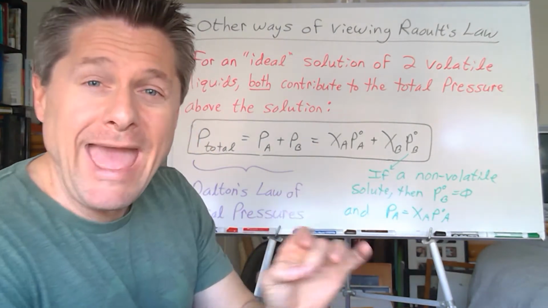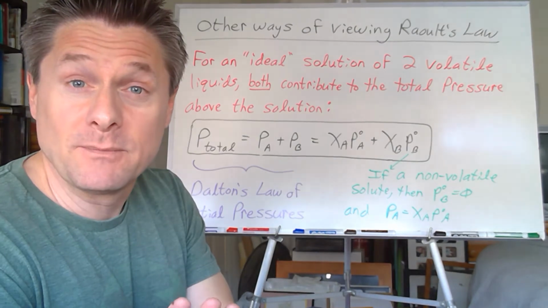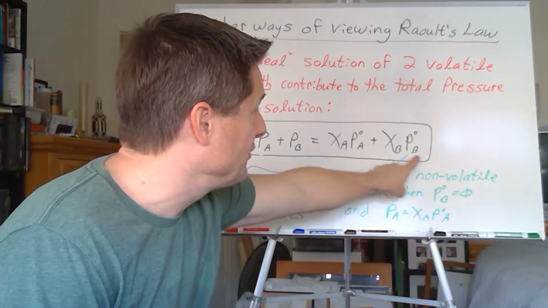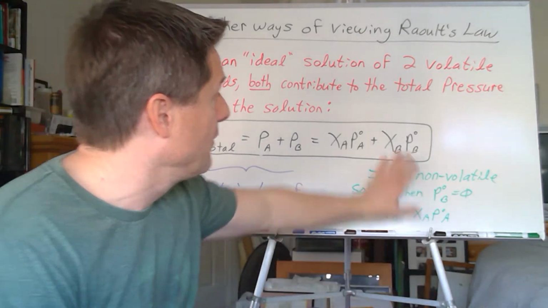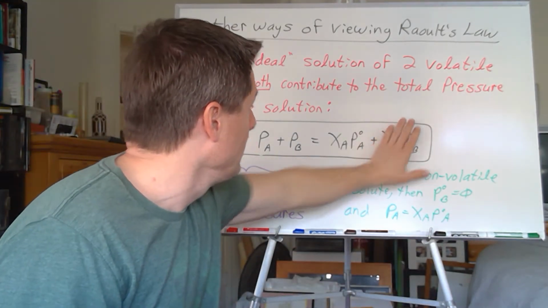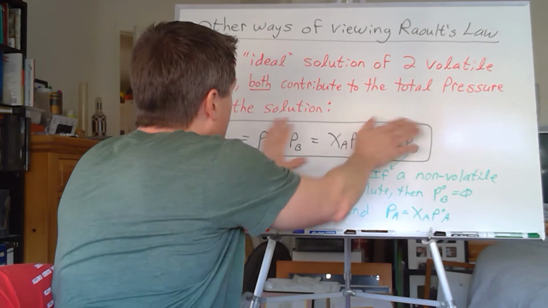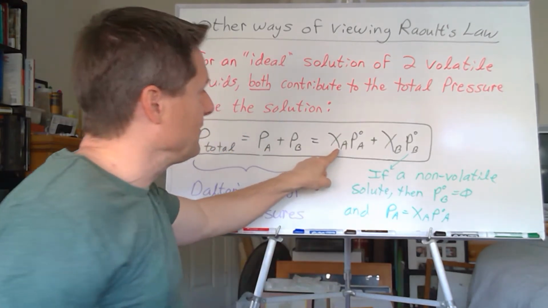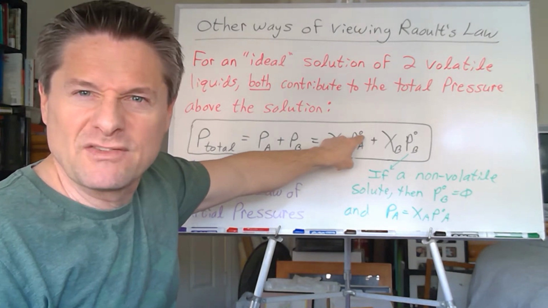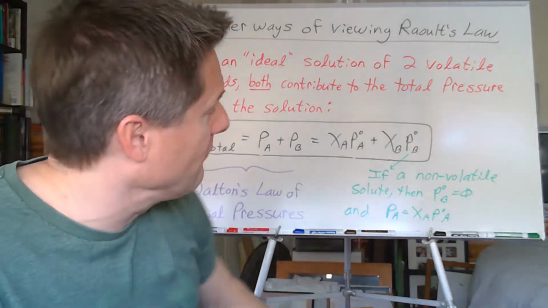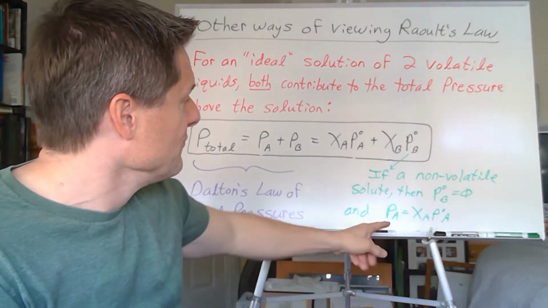But if we added a solute that's non-volatile, the pure vapor pressure would be 0, so this whole term would go to 0. This would be 0, and you get PA equals the mole fraction A times the initial P-naught A, where that little naught symbol means the pure vapor pressure of the solvent.